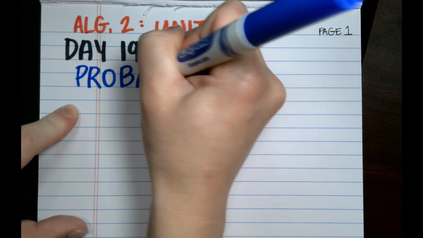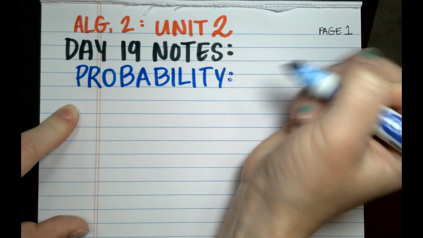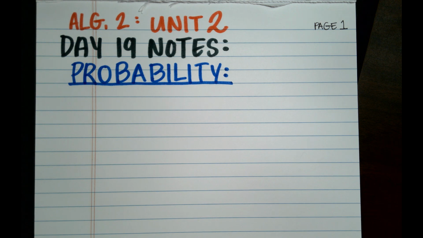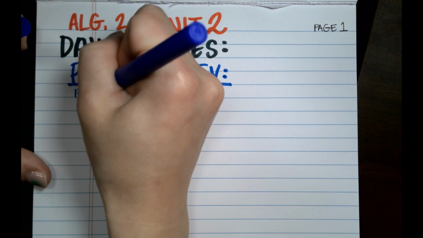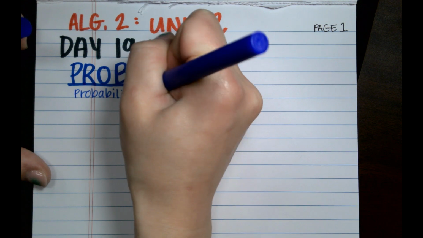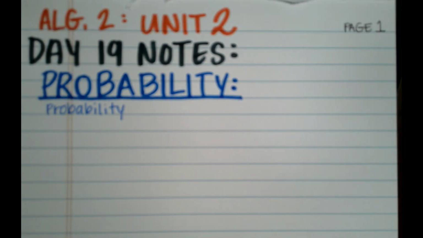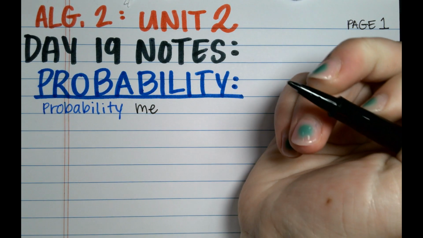Probability. And you may have already written a definition on that Do Now handout paper, but I'm going to rewrite it on here just so it's in our notes. So once again, probability. Let's zoom in a little so y'all can see it better. Probability measures how likely an event is to occur.